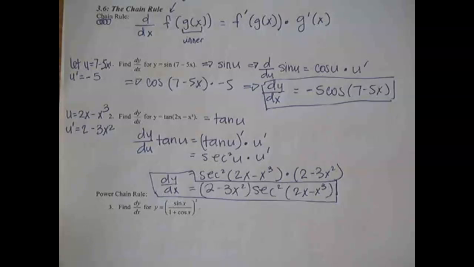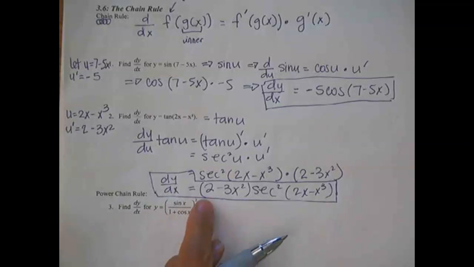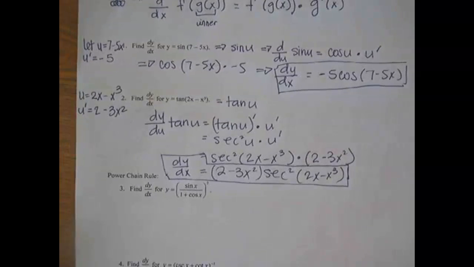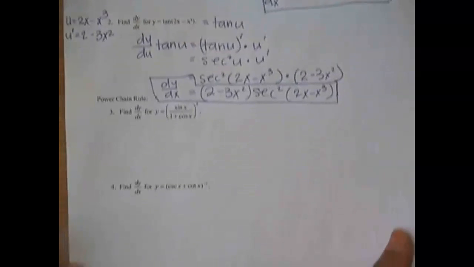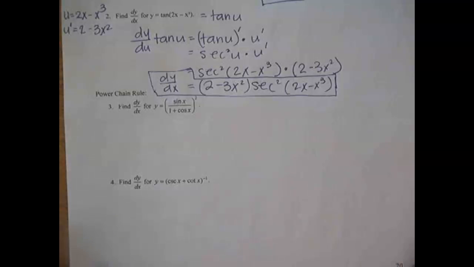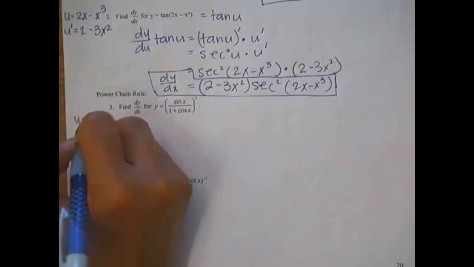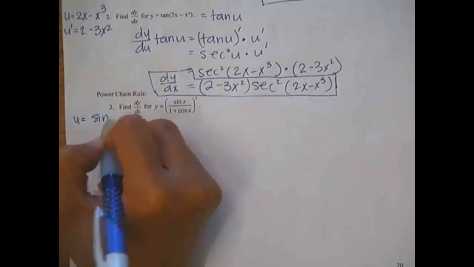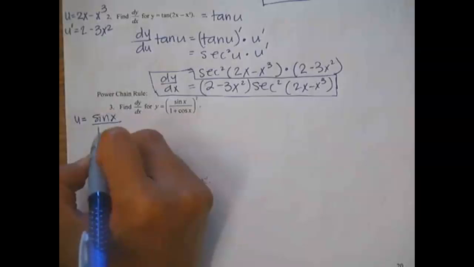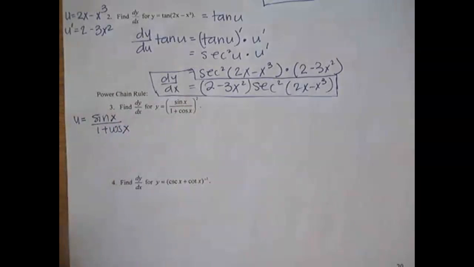Let's move on to the power chain rule. The power chain rule, it's a little bit more difficult, okay? So again, you have an inner component and the outer component is just the square. So the first thing I'm going to do, this is going to require a lot of steps, okay? So hopefully we have enough space for it. So first thing is let u be over here. U equals the inner component, so that means sine of x all over 1 plus cosine of x.